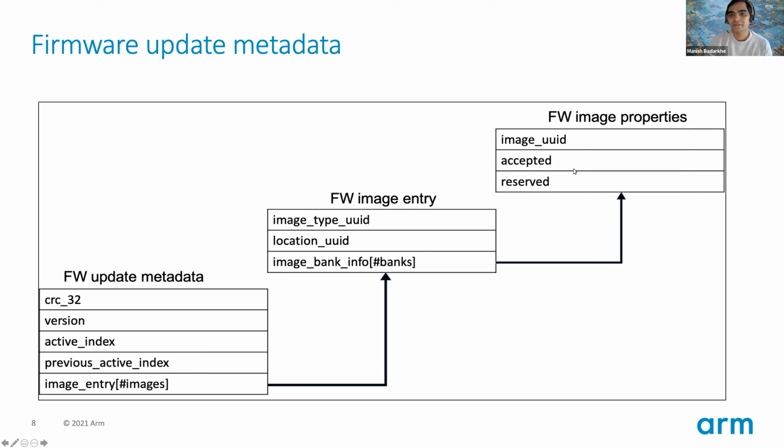The accepted flag is here to mention that this particular FIP image is accepted and we can trust that image. How this accepted flag works, I will again show in the later diagram, so it will be more clear.